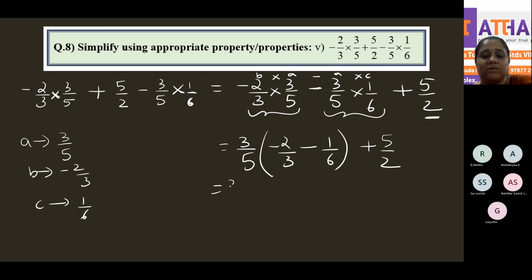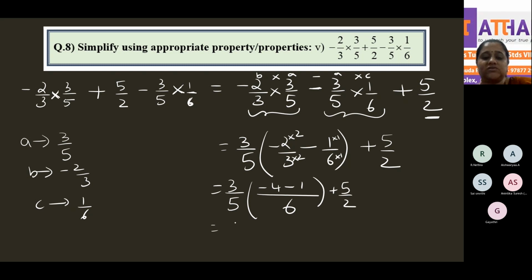Now for 3 by 5, the common denominator is 6. 3 into 2 is 6, so into 2 here, so it will be minus 4, and here it is into 1, so minus 1, plus 5 by 2. So this is 3 by 5, bracket meaning multiplication, into minus 5 by 6, since minus 4 minus 1 is minus 5 by 6, plus 5 by 2.